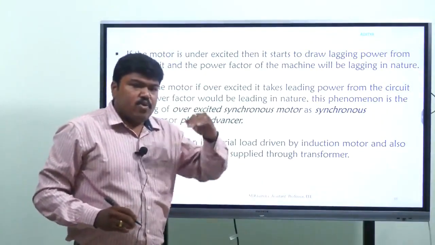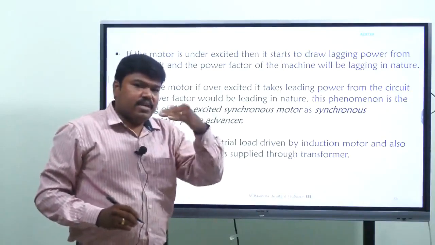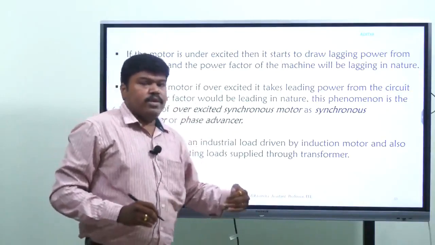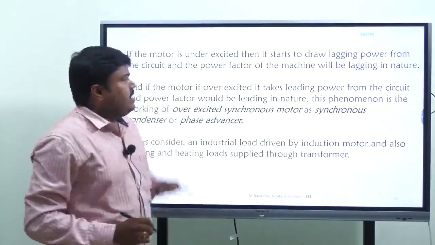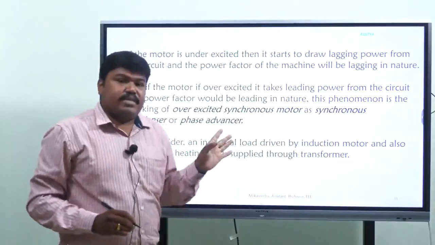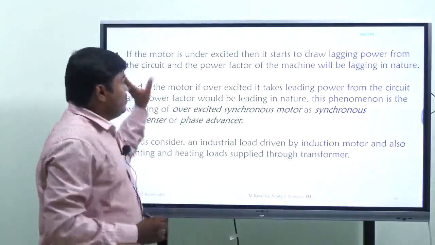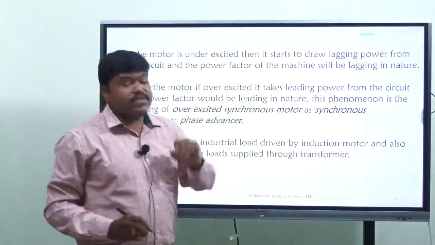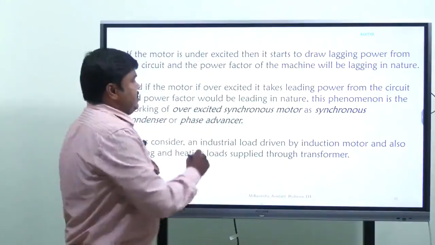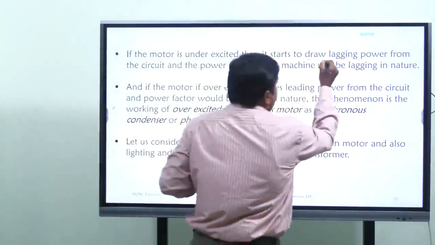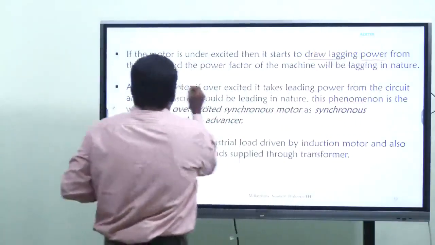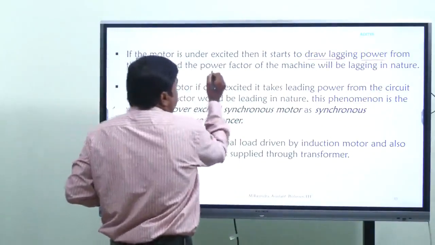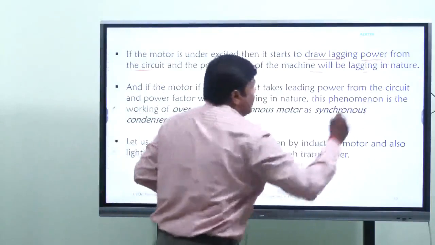Suppose the motor is under excited, that means it is operated below the rated excitation. In that case it draws lagging power from the circuit, and the power factor of the machine will be lagging in nature.